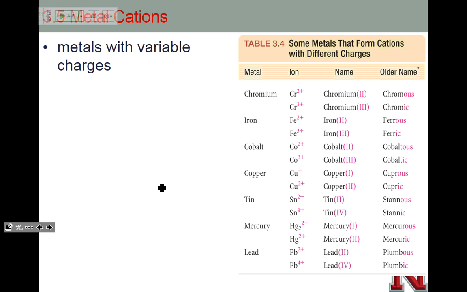Now there are older names, and these are our common names. For example, the Fe comes from the fact that iron used to be called ferric and ferrous. That's why it's Fe and not named after iron. There's a couple of other ones. Copper is Cu. It used to be called cuprous or cupric, depending on which charge. That's where the Cu comes from. You don't necessarily need to know those names, but it explains where the symbols from the periodic table come from. But we're going to be using the systematic name, which is this.